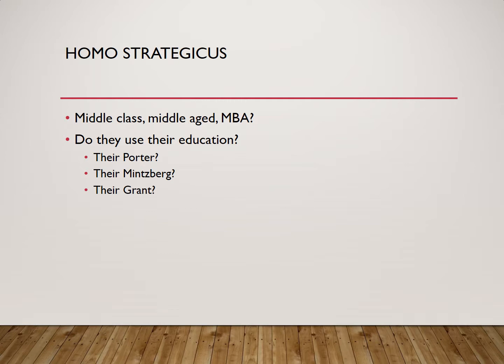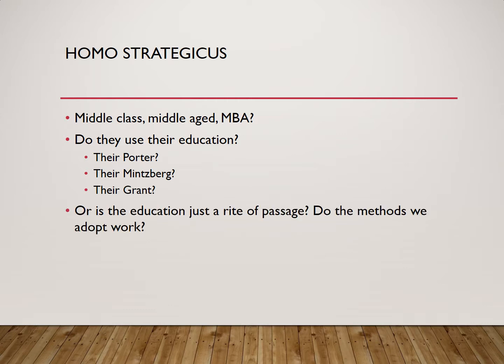Grant, great writer, is actually one of the people who criticised many of the MBA situations and pointed out the mistakes and failings of the MBA model. In all likelihood, they're probably not reading these books as they go through it. So what is it? Well, in many ways, as the education is important, it's a rite of passage. Are the methods that we are teaching these things effective? Do they work? Do they help you achieve what you're aiming for?